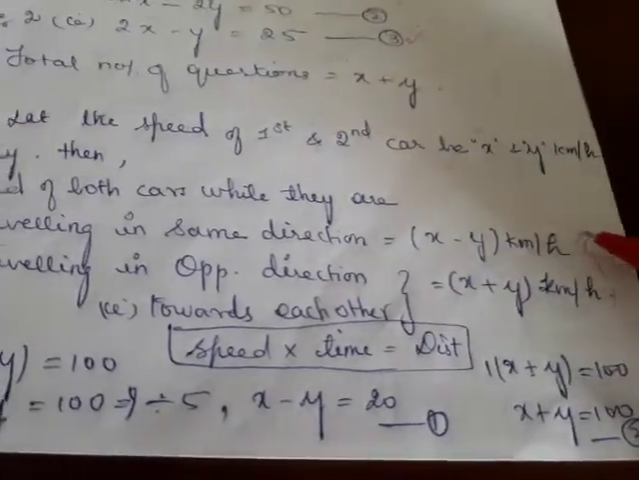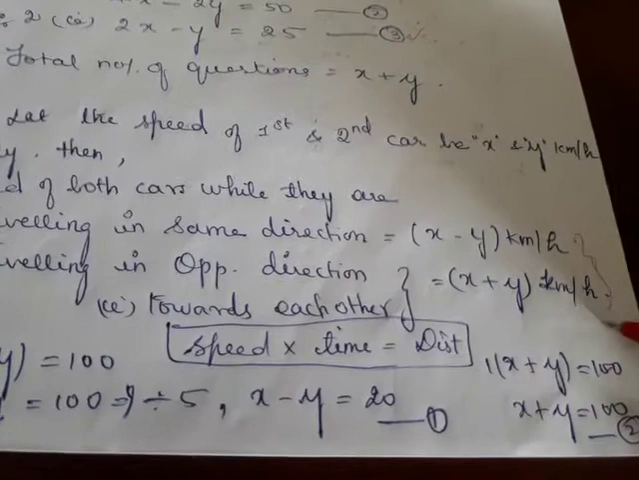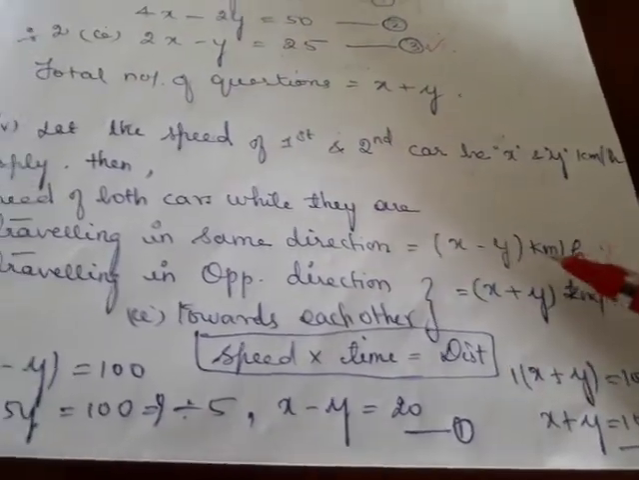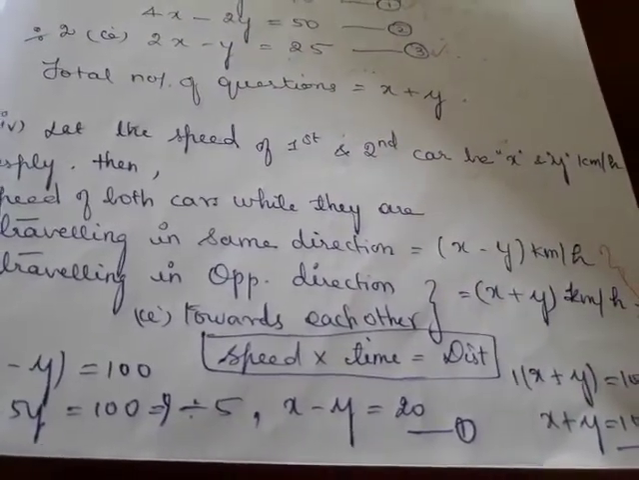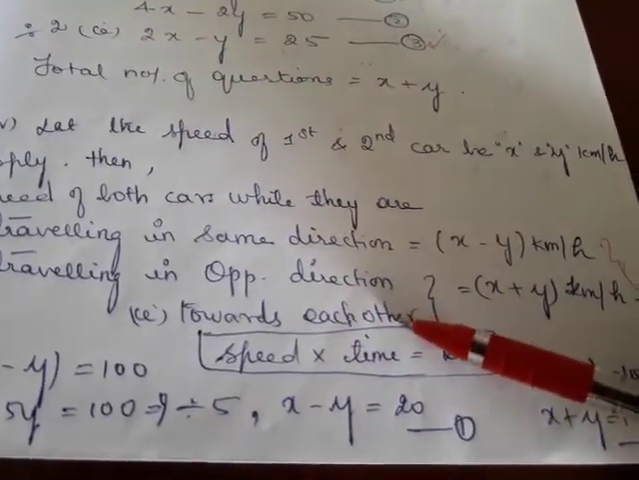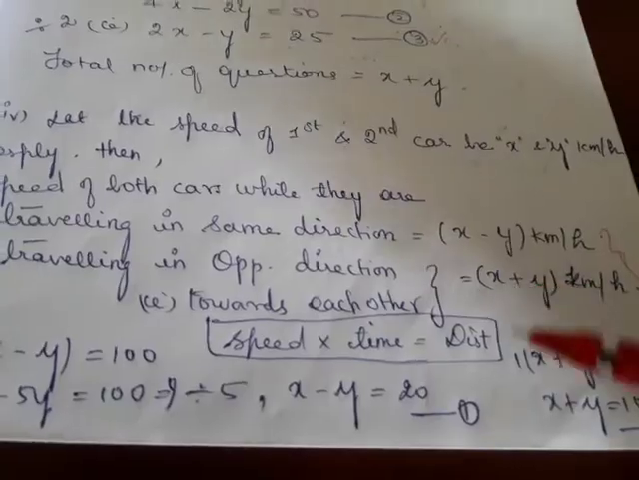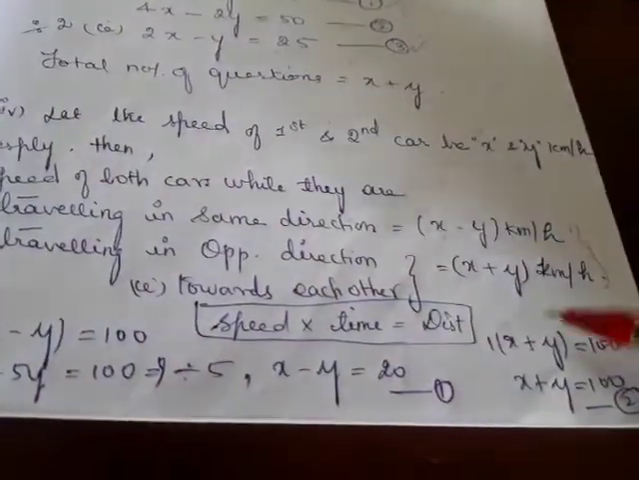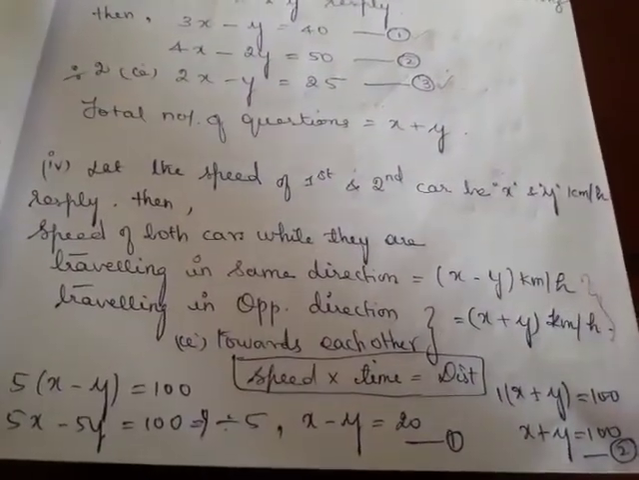Alright. So the only thing you should remember here is how you can find the respective speed of both the cars if they travel in the same direction and in the opposite direction. This you should remember. And speed into time is distance covered. Right. If you remember these two, you can easily solve this problem. Let us see the next problem.